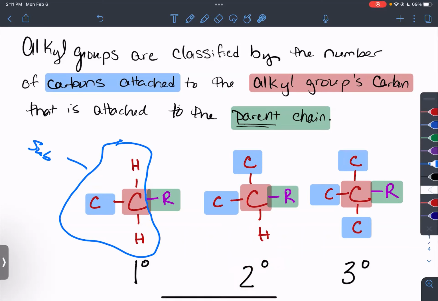Go to the last one. Here's my parent. This is all my substituent. Here's my carbon that's attached directly to the parent. It has 1, 2, 3 other carbons attached to it. So this is the common way to classify them.